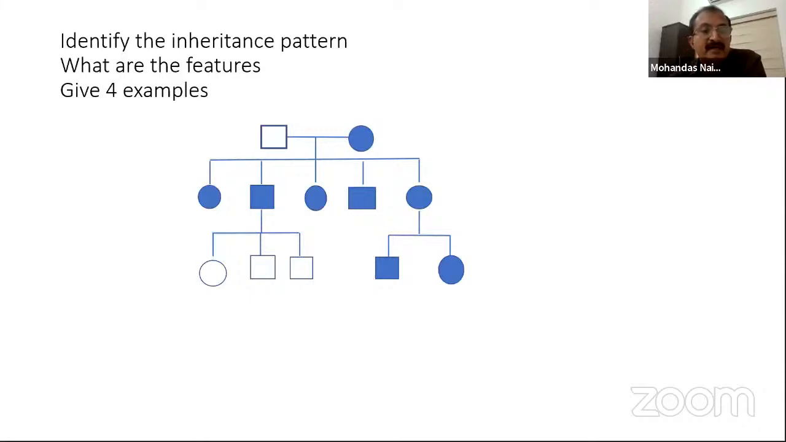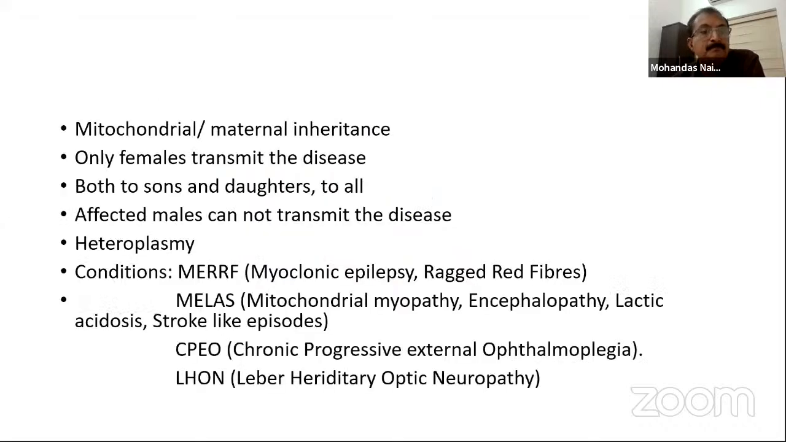So identify the inheritance pattern. What are the features? We have already discussed. The affected female is transmitting the disease to all the children, irrespective of the sex, whereas the affected male is not transmitting the disease to any of the children. So naturally, it should be mitochondrial inheritance, otherwise called maternal inheritance.